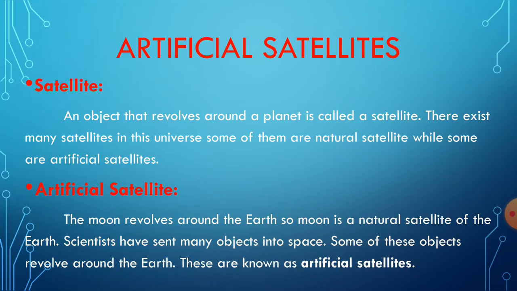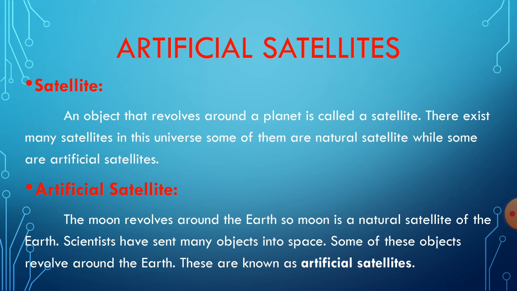The next topic is artificial satellites. Before discussing artificial satellites, let us define what a satellite is. A satellite is an object that is revolving around a planet, and there are many satellites in this universe. Some of them are natural satellites, while some are artificial satellites. In short, a satellite is an object that is revolving around a planet.